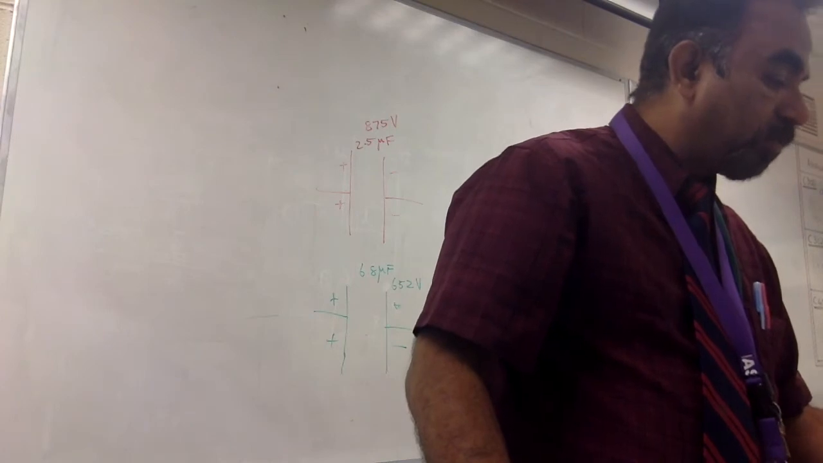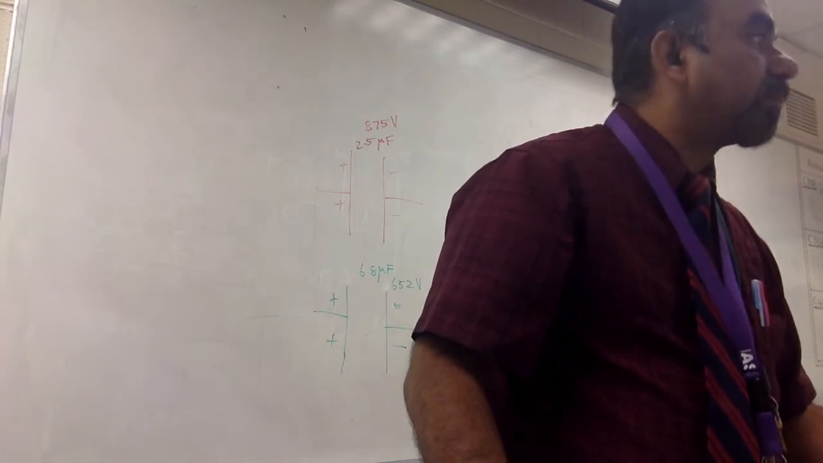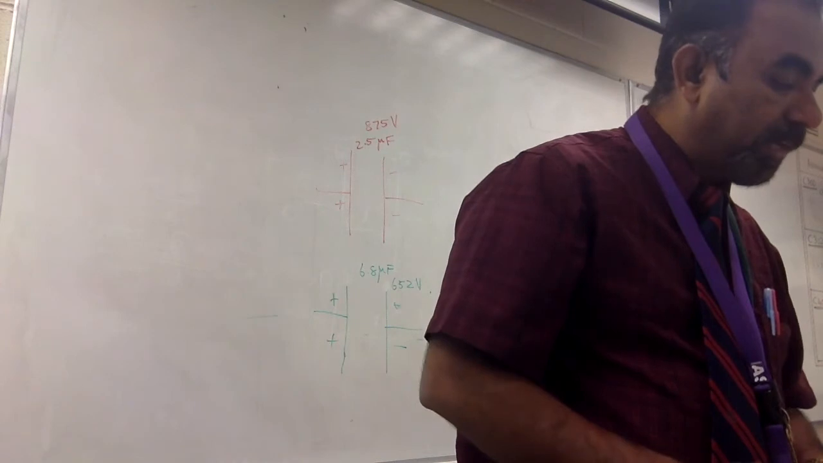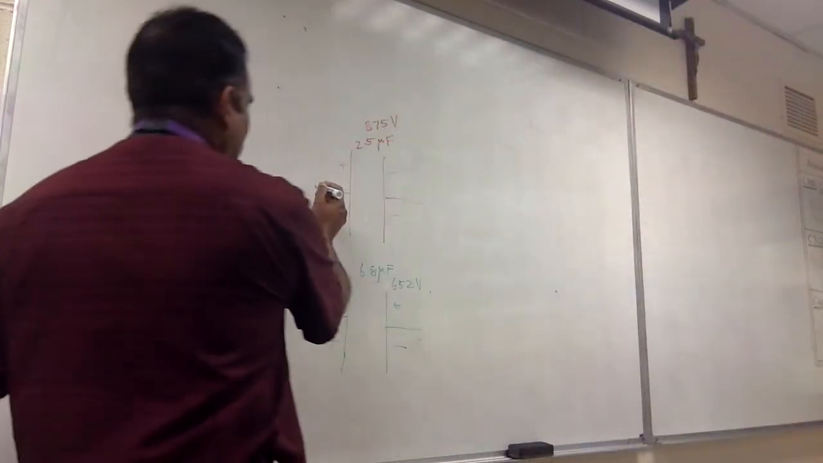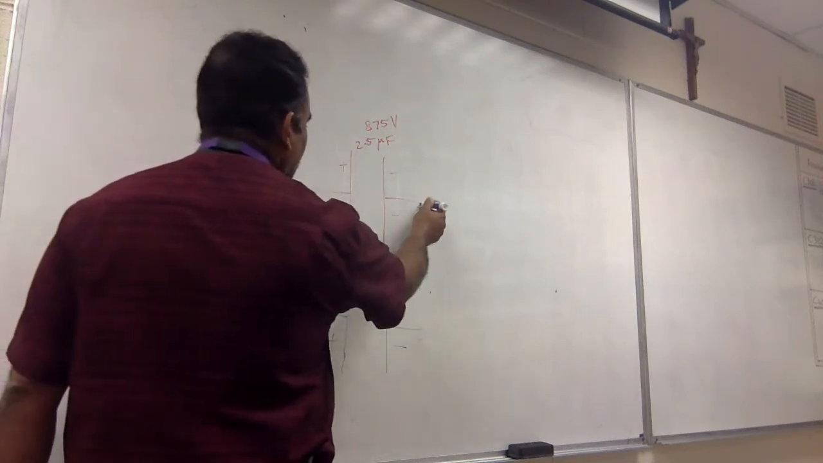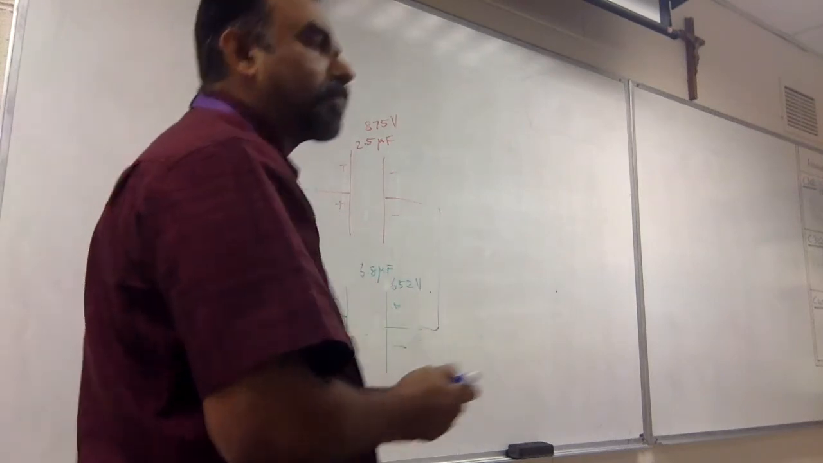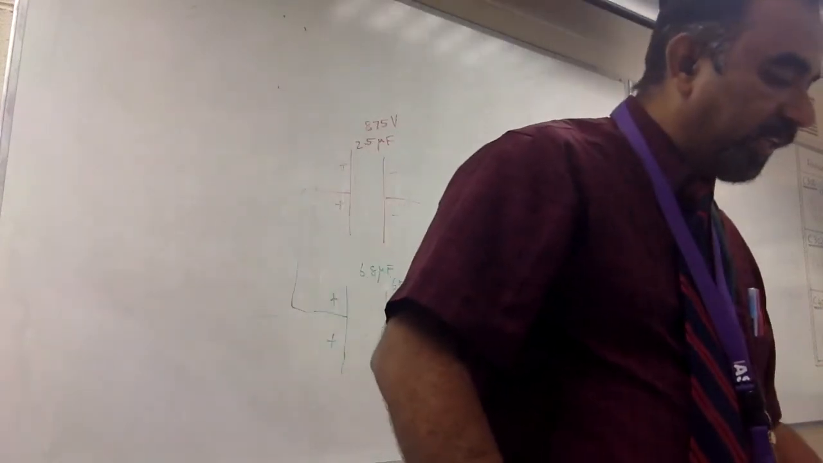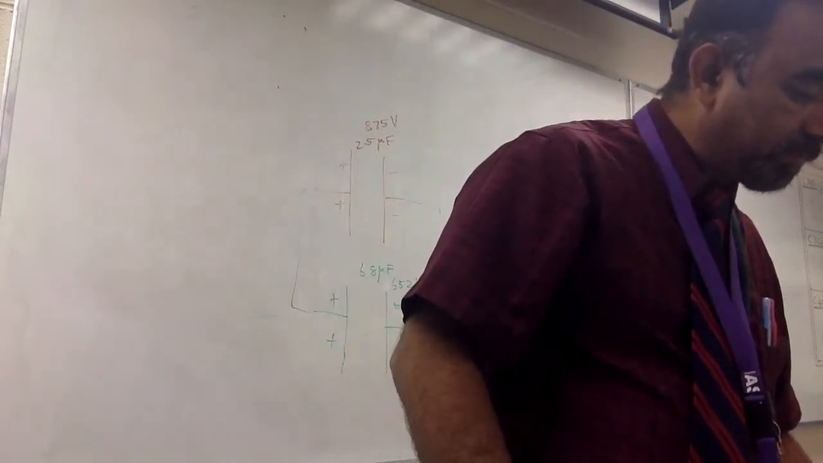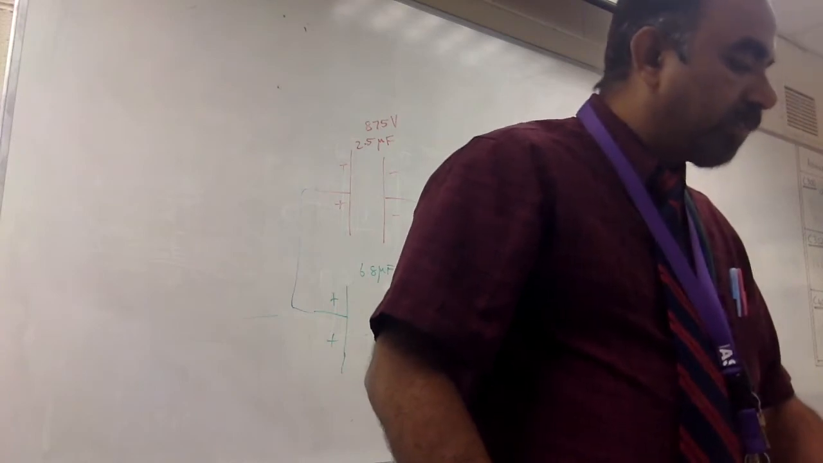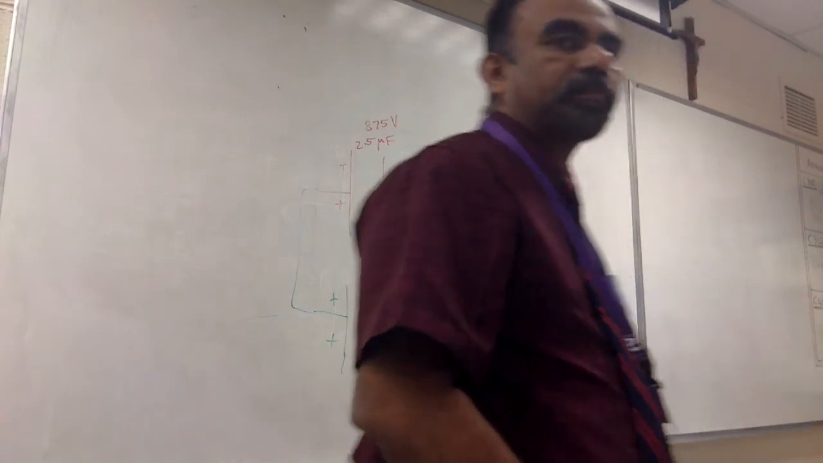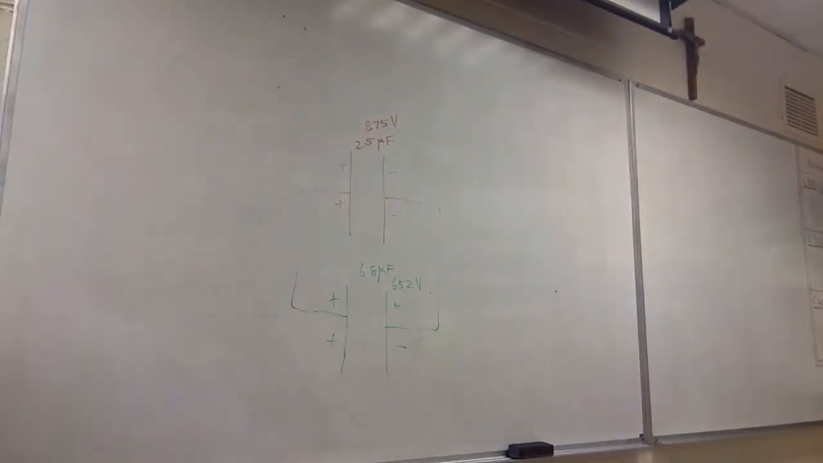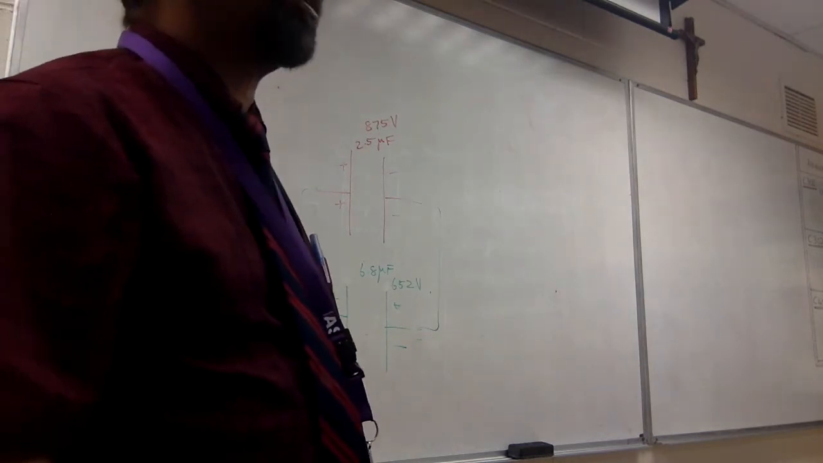Next, the positive plates are connected to each other, and the negative plates are connected to each other. What will be the potential difference across each capacitor and the charge on each capacitor?